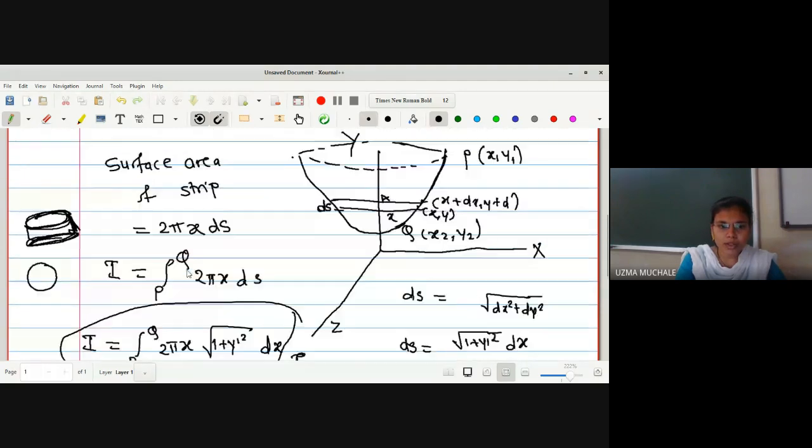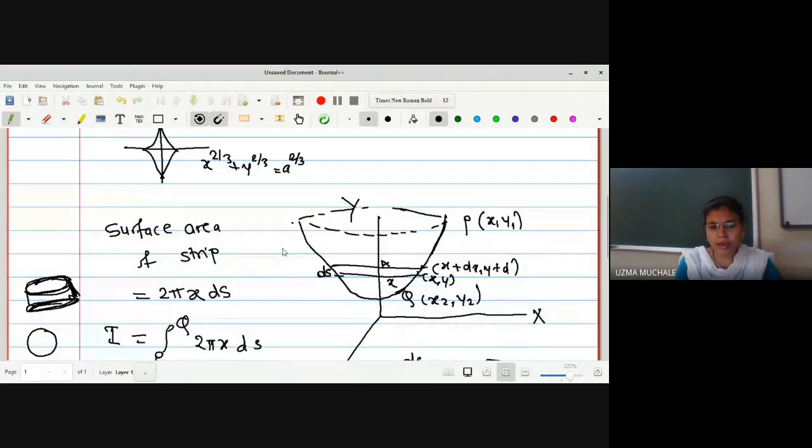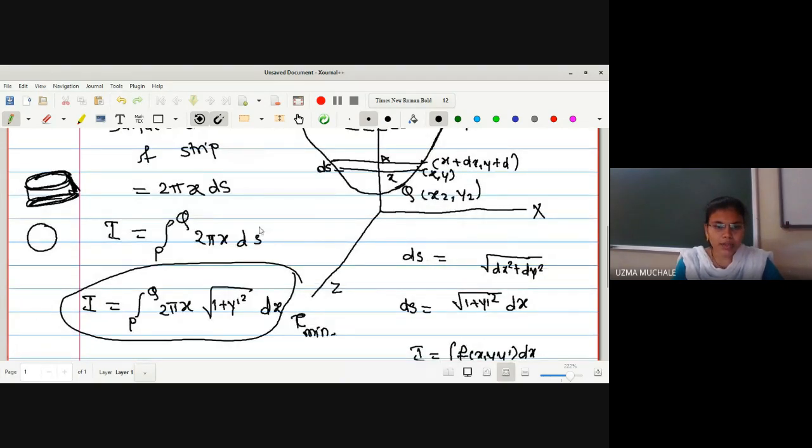Okay, have you understood the construction? First, we have taken a small strip. With the help of a small strip, we have found the area. What is the surface area of a strip? We have found it with the help of 2πr. What is 2πr? This is nothing but the circumference of the circle multiplied by the height, so we have 2πx ds. So this is for this small area ds.